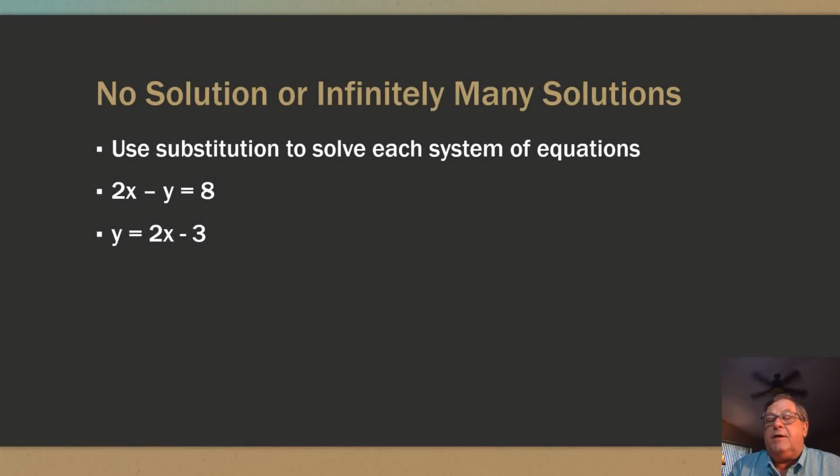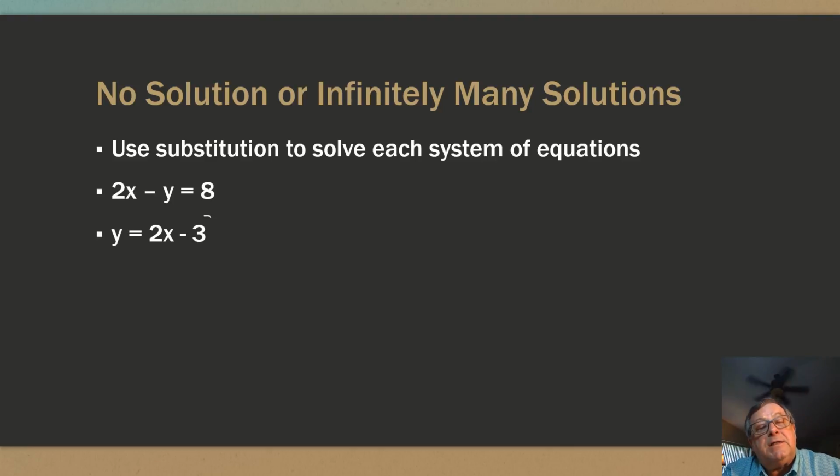have seen previously, we can have one solution, we can have no solution, or we can have infinitely many solutions. And here we're going to see a couple of examples that should lead us to either a no solution or an infinitely many solutions. So let's get to work on these. We're going to be using substitution in these examples. So here we have the system 2x minus y equals 8, y equals 2x minus 3.